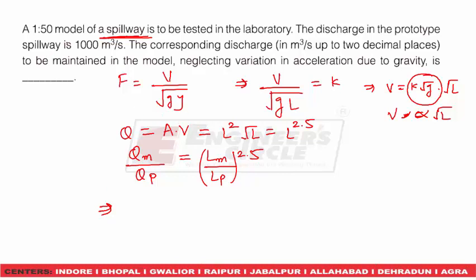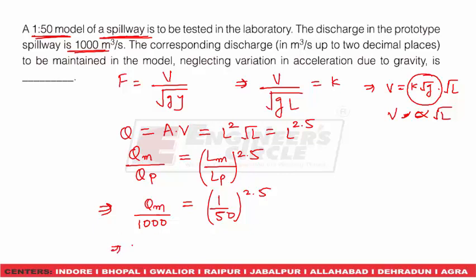Now it is given to us that it is a 1:50 model. This is the ratio of dimensions, that is length. So this by this is 1/50, and it is also given to us the discharge in the prototype is 1000 meter cube per second. So QP is 1000 and QM we have to find out.